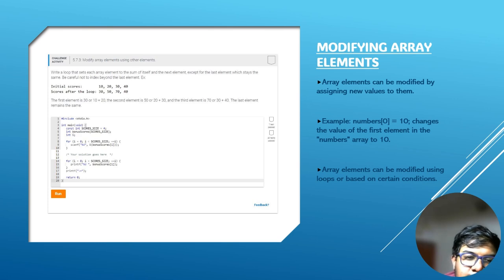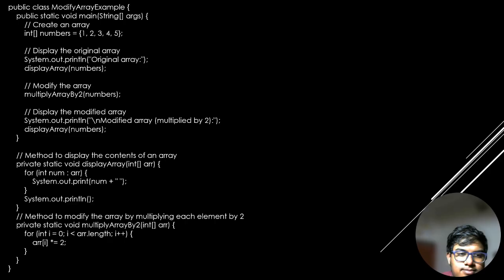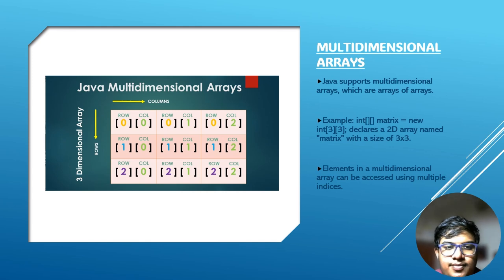The array elements can also be modified using loops based on different conditions. Here is an example program to show you how arrays are modified. Please try to execute this once and refer to the program if you have any confusion. Let's move on.